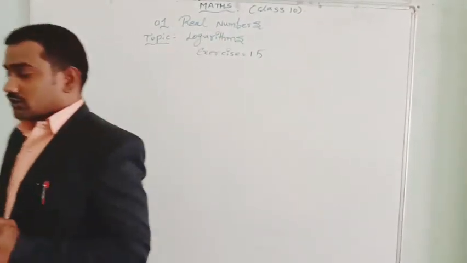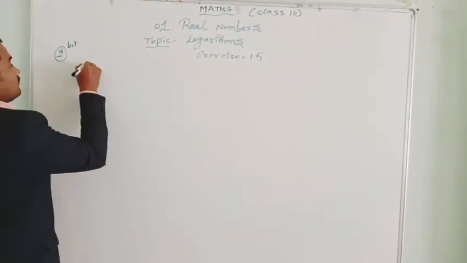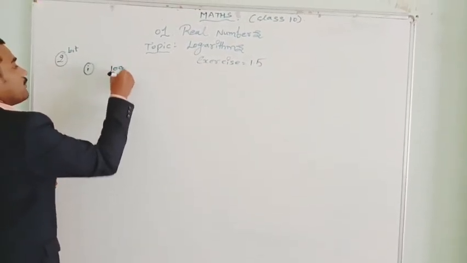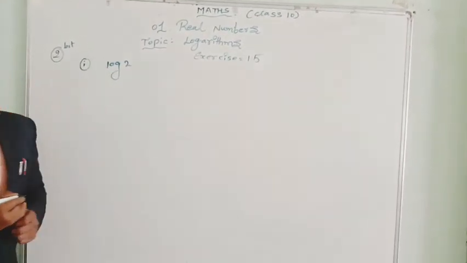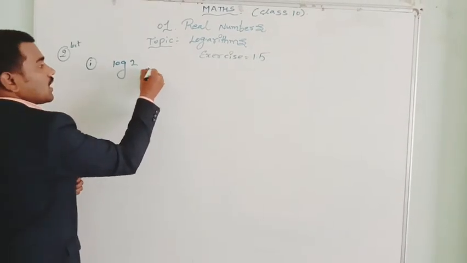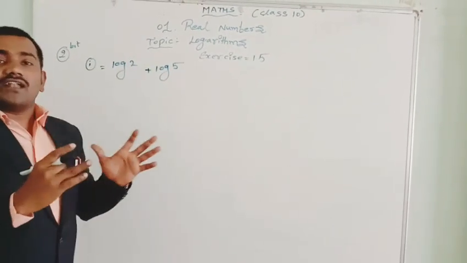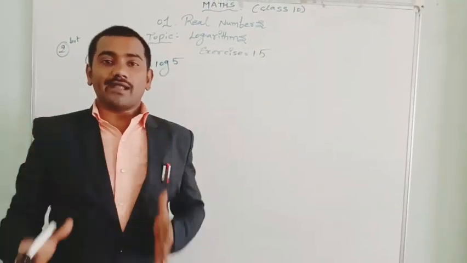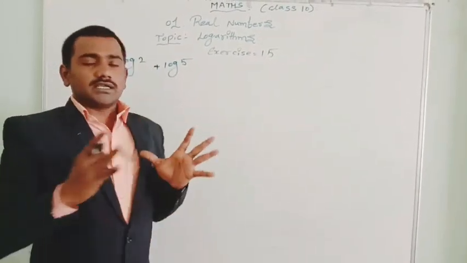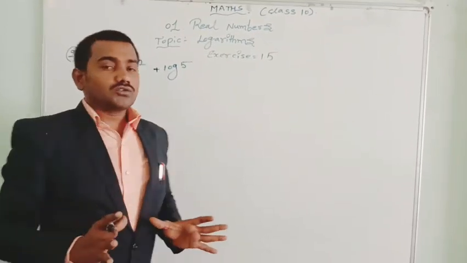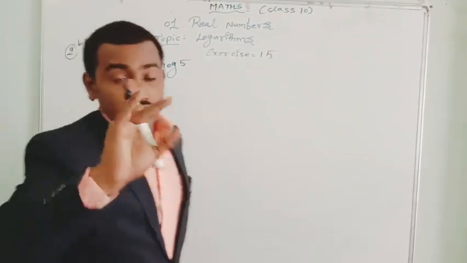Let me take the first question: log 2 plus log 5. What is the value of this log 2 and log 5? So let us see the log 2 plus log 5 value. Here we need to think one thing, children.